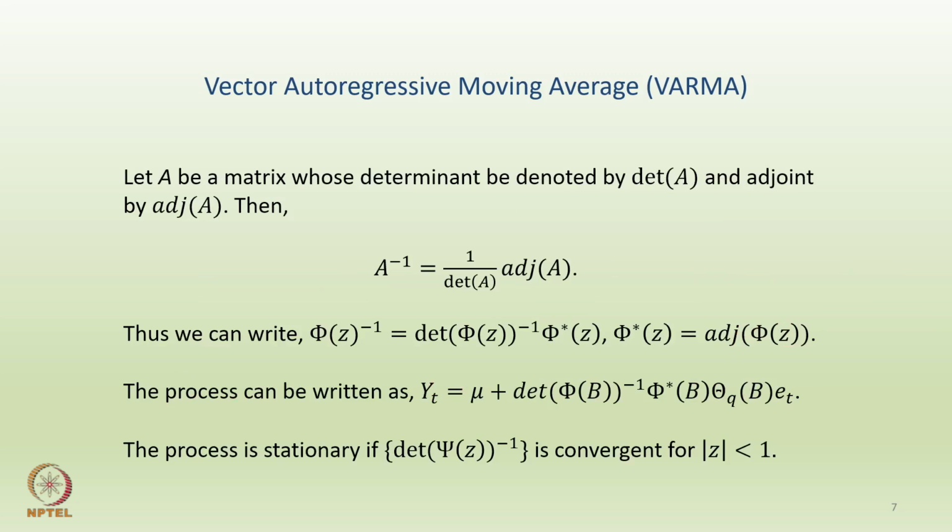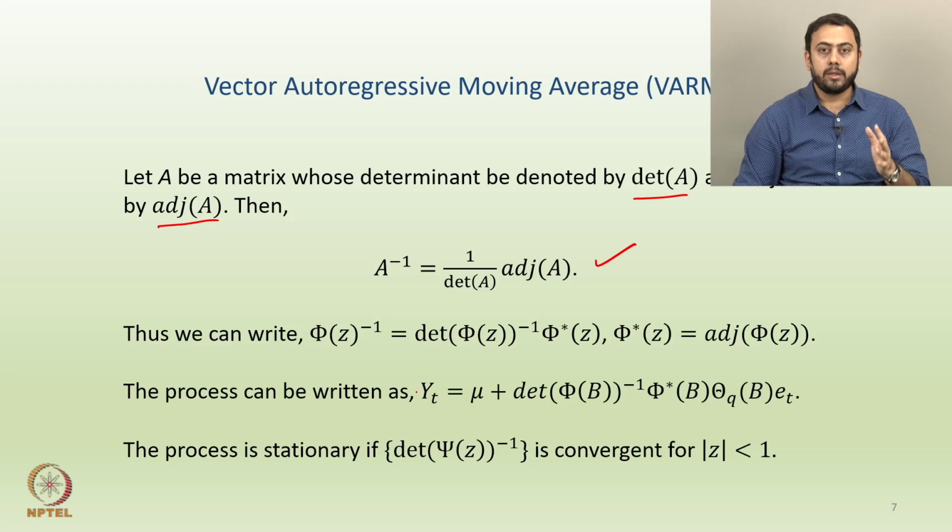Okay, so I think this slide is just a small refresher about what we mean by determinant or what we mean by adjoint, right? So let's say A is a matrix whose determinant is denoted by determinant of A and the adjoint by adjoint of A. Then of course you must have studied back in early college days, when we took a course on linear algebra, that I can write down the inverse of the matrix as 1 by determinant into the adjoint. Now again, if you don't have any background about linear algebra or matrix theory, then probably pick up any basic book and all these identities would be there.